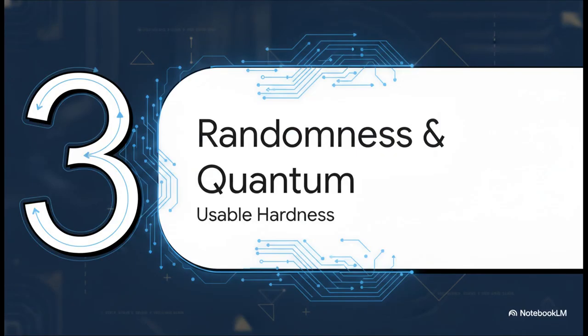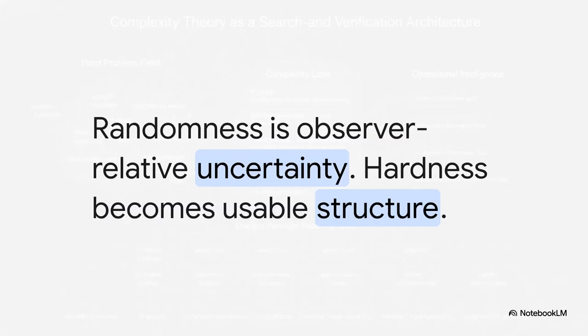Let's jump into section 3, randomness, privacy, and quantum. We usually think of randomness as just metaphysical noise, right? Like flipping a coin. But complexity theory reframes this entirely. Randomness is actually observer relative. Sure, a coin flip looks random to us, but to a supercomputer with perfect physics modeling and flawless sensor data, it isn't random at all. It's totally predictable.